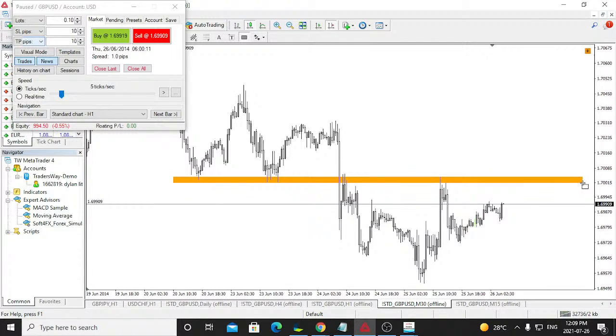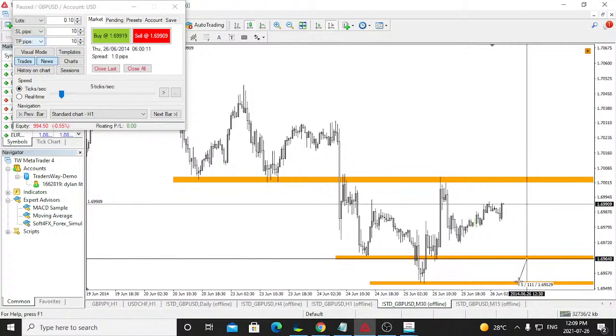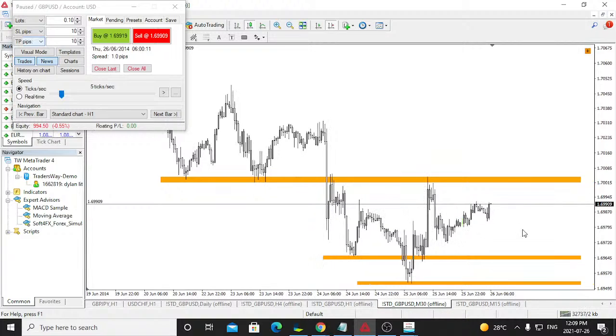Right here again, we have this level of support. Resistance, my apologies. We have that level of resistance, and then we have this level of support that I was referring to, and right below that level of support we have this level of support that price might want to come to. So again, this is like a 10 pip gap. So now we'll just let price play out. Yeah, we'll just leave it at that.